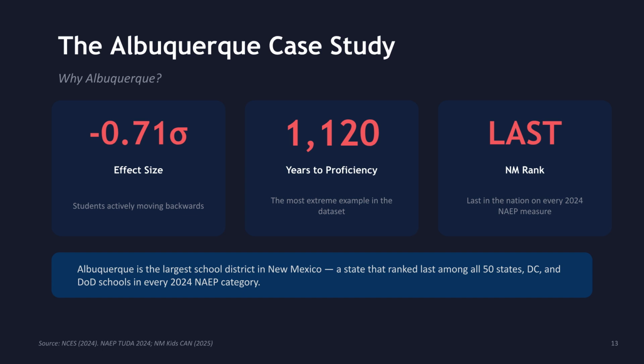We will examine the Albuquerque case study. With a negative 0.71 sigma effect size, students are actively moving backwards. This leads to 1,120 years to proficiency, making it an extreme case. Albuquerque's district is in a state that ranked last in the nation on every 2024 NAEP measure.